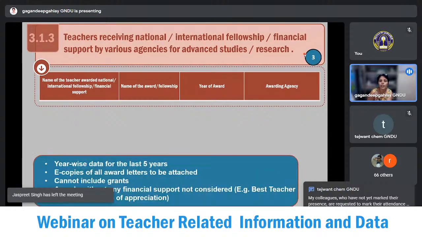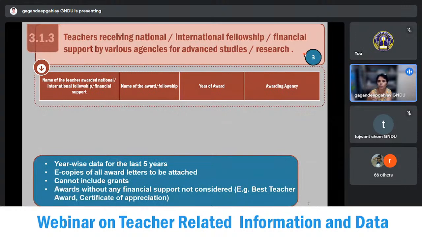So we do not include any grants in it. Basically, we are including any award which has a financial support with it. For example, JSPS award or Wisdom Fellowship to go abroad, or you have Newton Bhabha fellowships. So you can include those fellowships, but you cannot include awards like Best Teacher Award, Certificate of Appreciation, and neither can we include grants. And again, the proof which the NAAC demands at the time of submission of your SSR or even AQAR is the e-copies of these award letters. So we have to be ready with them at the time of submission itself.